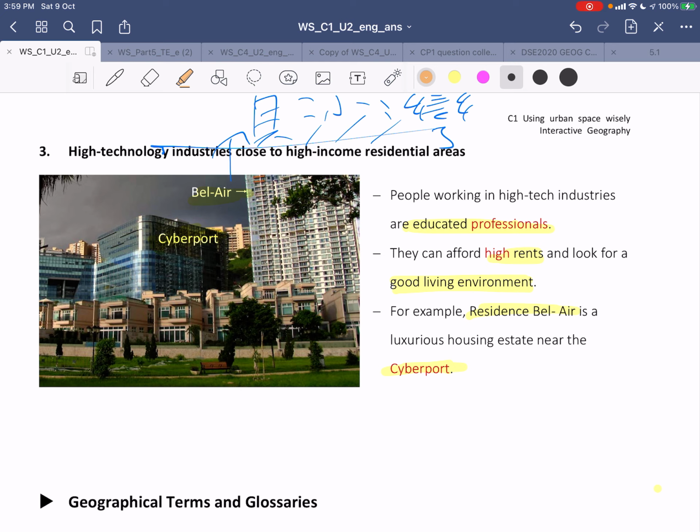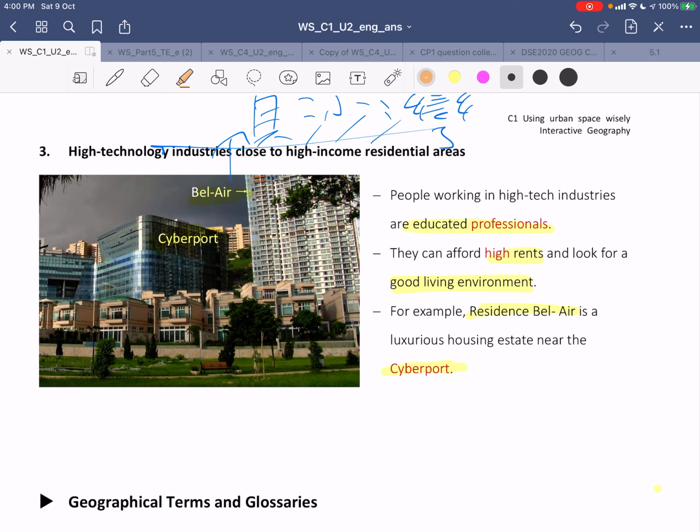Accordingly, high-tech industries have a lot of professionals. Some of you in the workbook just wrote that high-tech industry is educated professional. Come on, it's not a human being. We shouldn't write like this. You have to be careful whether you are talking about the people or the place. If it's talking about a place, don't say Sha Tin is educated professional. It is not a human being, right?